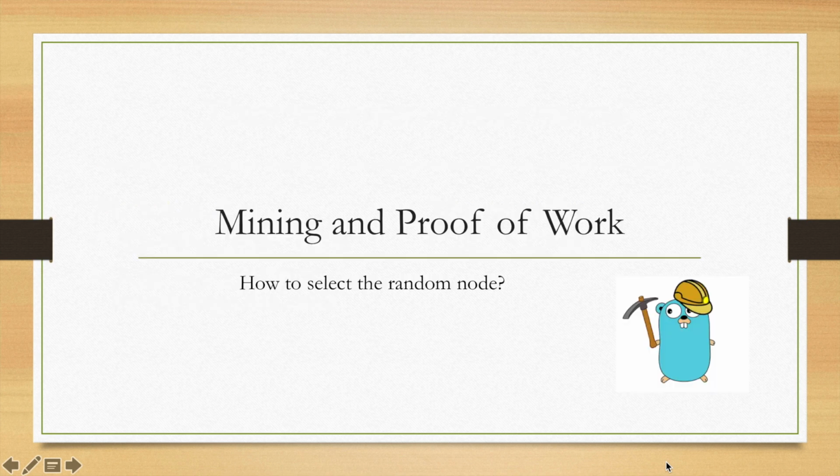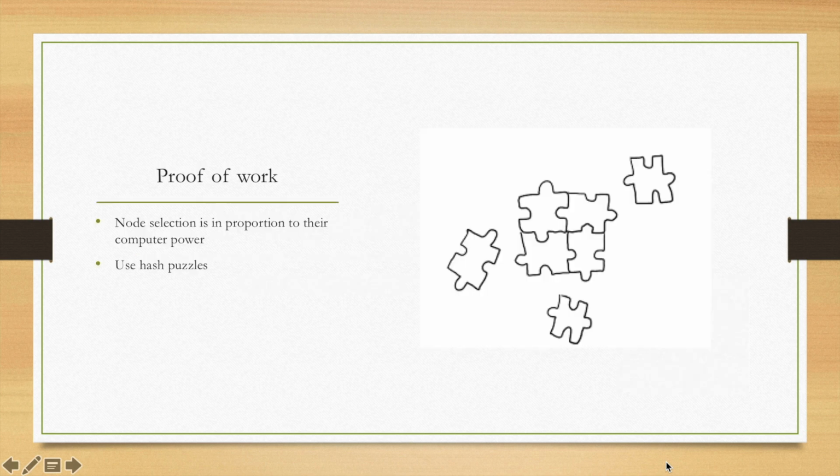The third new technology is mining and proof of work. In our previous slides, we talked about choosing a random node to create a new block. But how do we select such a random node? Node selection is in proportion to their computing power. This is how Bitcoin chooses those nodes. So how do we evaluate those nodes' computation power? It uses hash puzzles.